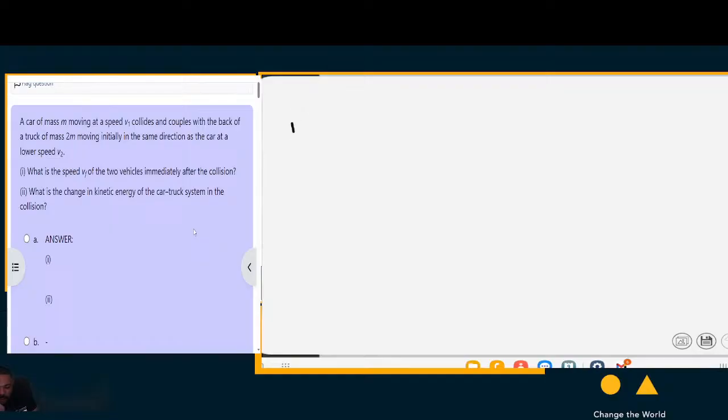They are asking question 1: what is the speed Vf of the two vehicles immediately after the collision? First of all, we need to assume that this collision is inelastic. Let me just write this: inelastic collision. This means momentum is conserved in the collision.